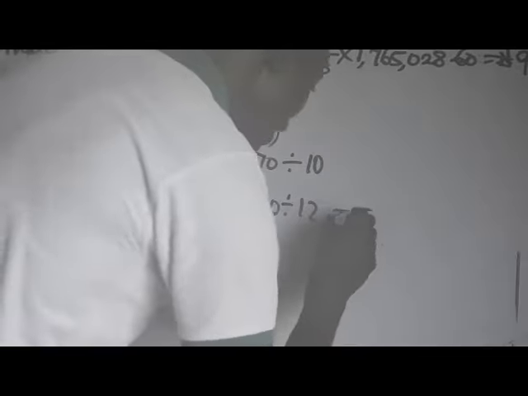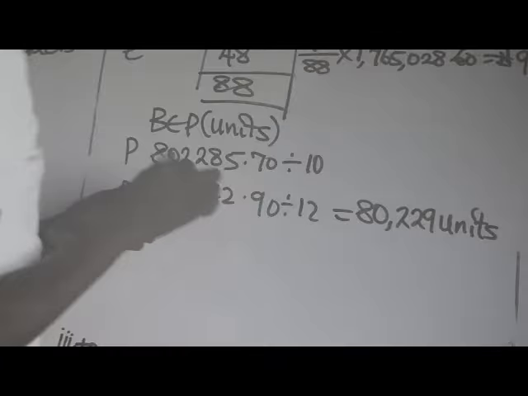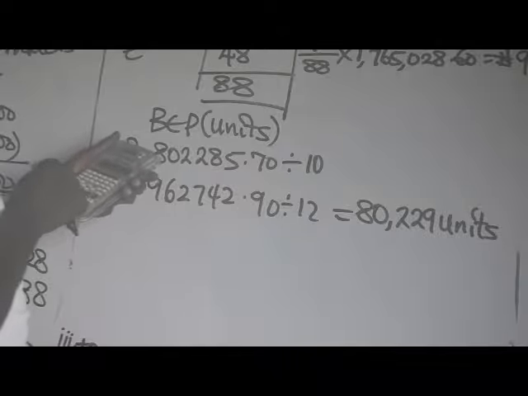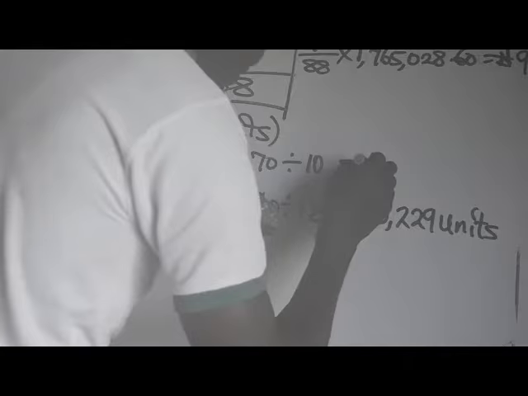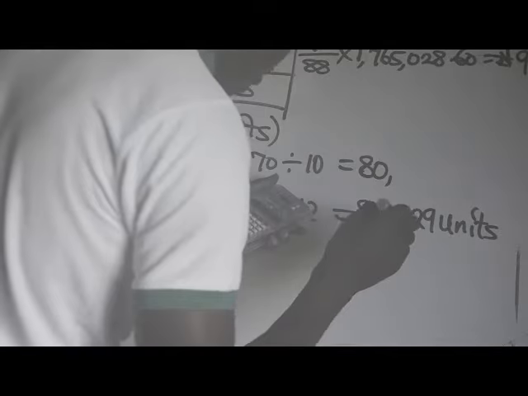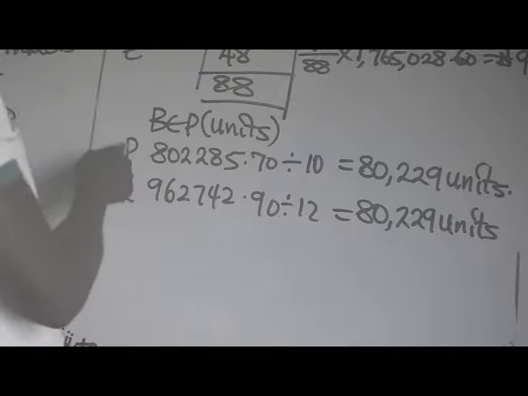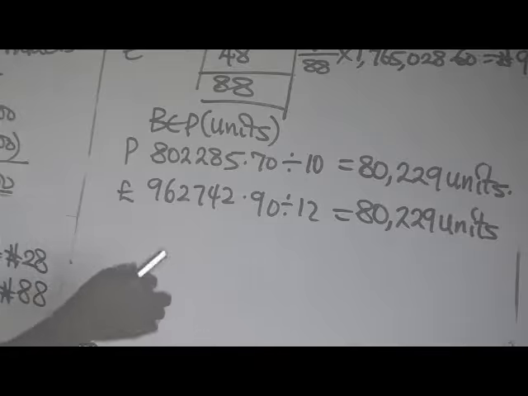Product E, 962,742.90 divided by 12, will be 80,229 units. While that of product P, 802,285.70 divided by 10, the BP in units is 80,229 units. That is the break-even point in units for both product P and product E respectively. That is the answer to Roman figure 2.